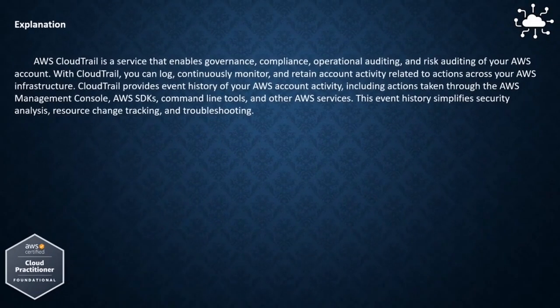Explanation. AWS CloudTrail is a service that enables governance, compliance, operational auditing, and risk auditing of your AWS account. With CloudTrail, you can log, continuously monitor, and retain account activity related to actions across your AWS infrastructure. CloudTrail provides the event history of your AWS account activity, including actions taken through the AWS Management Console, AWS SDKs, command line tools, and other AWS services. This event history simplifies security analysis, resource change tracking, and troubleshooting.